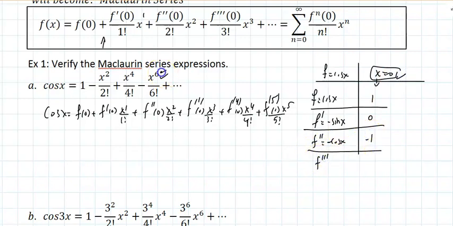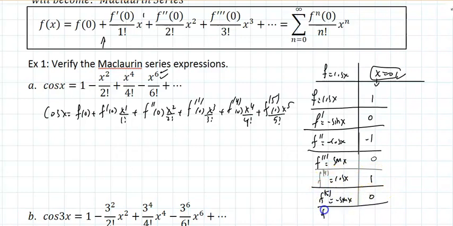Triple prime. Now again, we have to go only up to x to the 6, so 6 derivatives. Third derivative will be a sine of x, and the derivative of that evaluated at 0 is 0. The fourth derivative would be the cosine of x, that's a 1. The fifth derivative, that's negative sine of x, that's a 0. And the sixth derivative is negative cosine of x, evaluated at 0 is a negative 1.